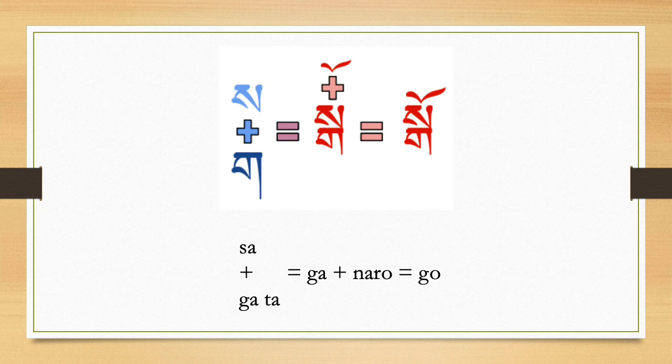And then you end by saying the sound of how you will read the syllable. That becomes sagata ga naro go. Sagata ga naro go.